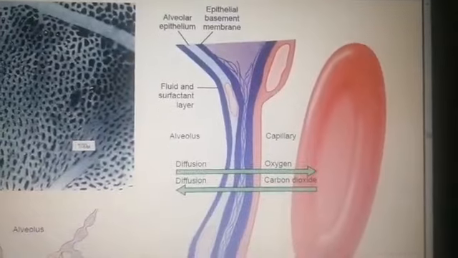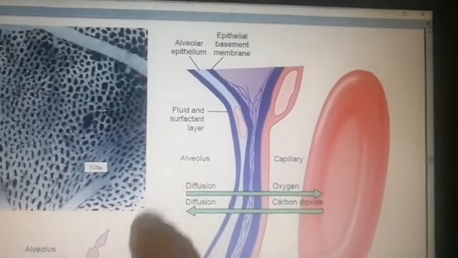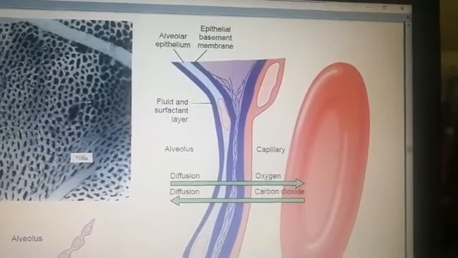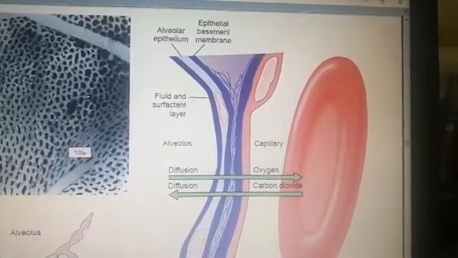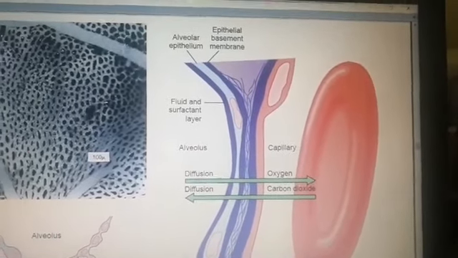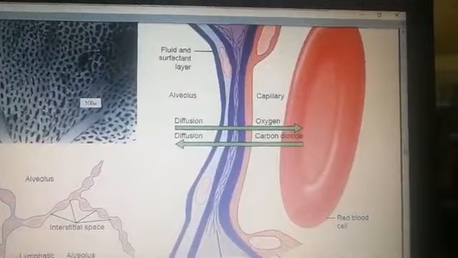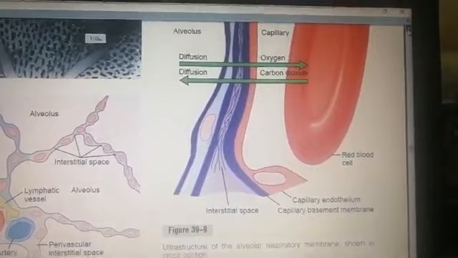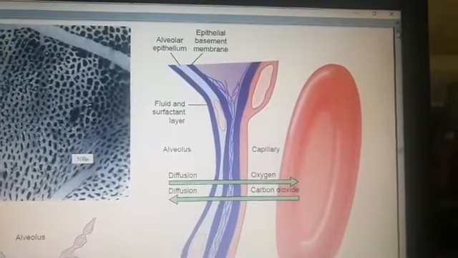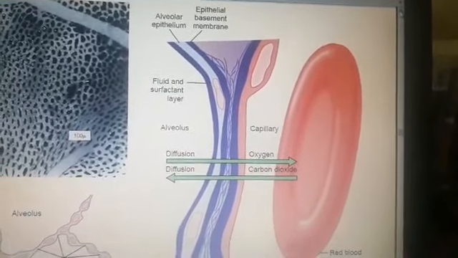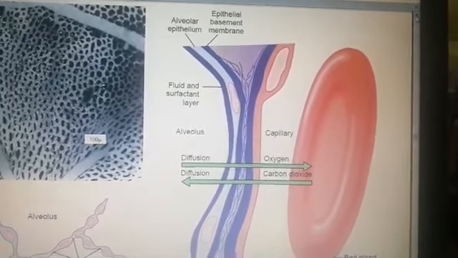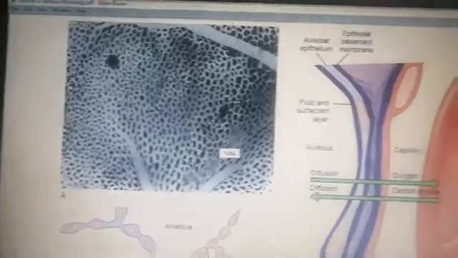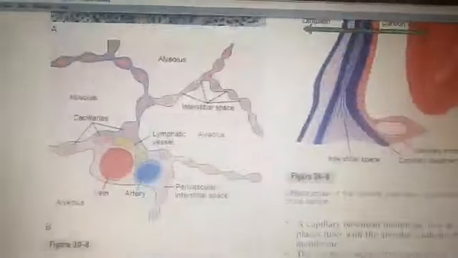You can see here there is a first layer on the left hand. This is the fluid and the surfactant layer, and then is the alveolar epithelium, and then is the epithelial basement membrane, and you can also see here the interstitial space, and then is the capillary, and there are actually a total of 6 layers, and you can see here the red blood cells.